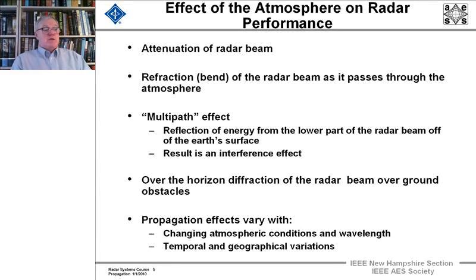And as I noted earlier, these propagation effects will vary with changing atmospheric conditions and also with wavelength, very much so with wavelength. And also with the time of day, geographical variations, and the like. And we're going to talk at the end about some very distinctly different propagation which happens over the horizon, where the beam actually goes up to the ionosphere and can bend, and you can have propagation of a radar beam or communications beam 5,000 miles away. We'll talk about that in a separate section.